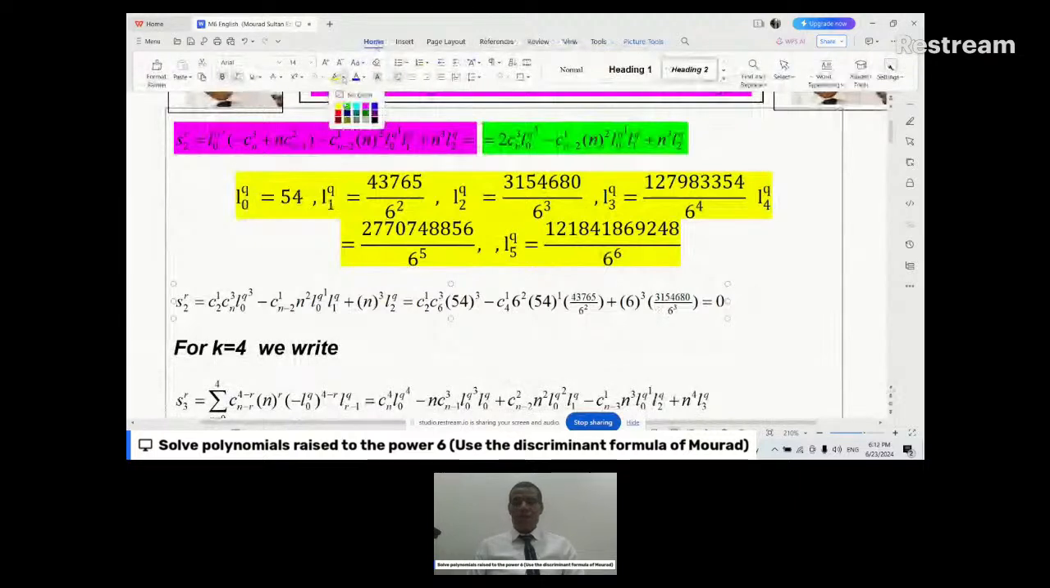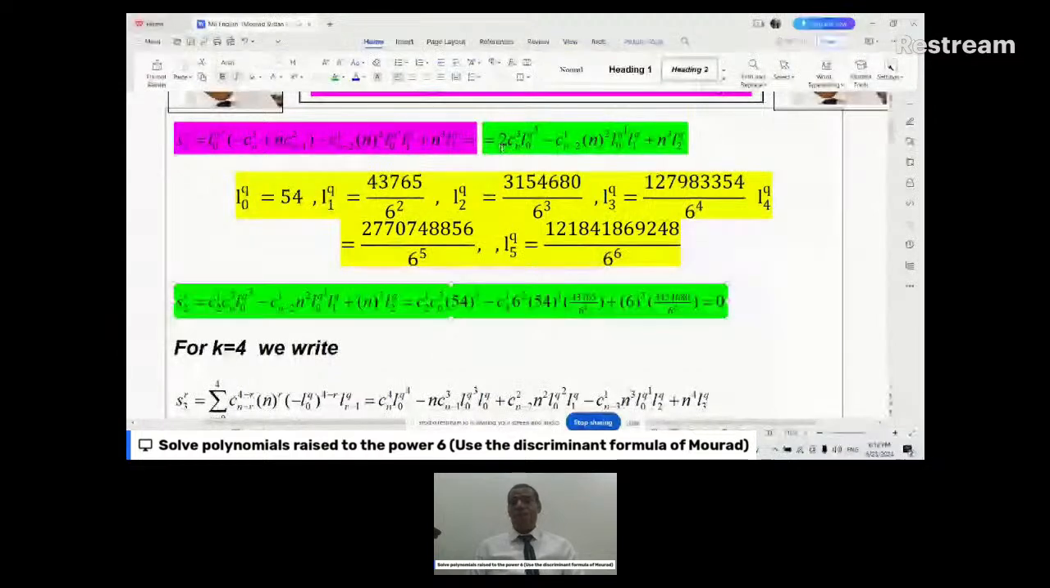So learners, we told that this is equal to 2 times combination 6 choose 3, or you can also write combination 2 choose 1 times combination 6 choose 3 times L0 to the power 3. This is called the general value of the discriminant formula, the value of S2 that has been derived from the discriminant formula of Mourad Sultan Ezouidi.